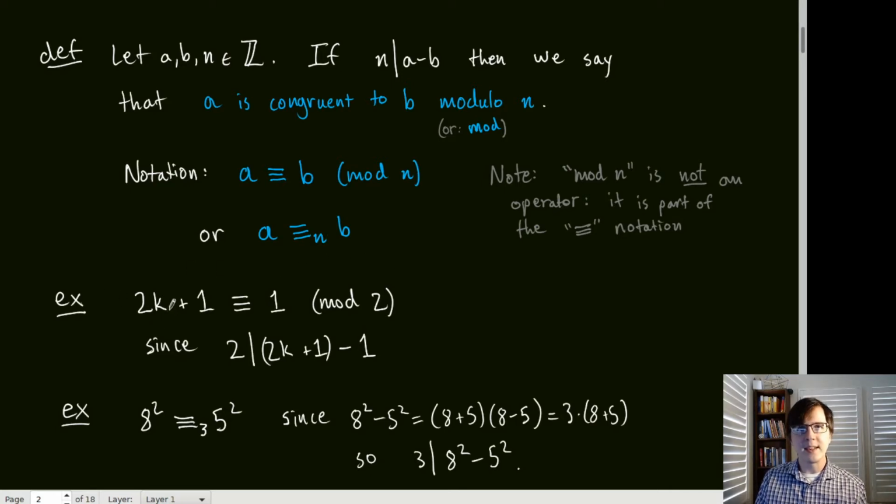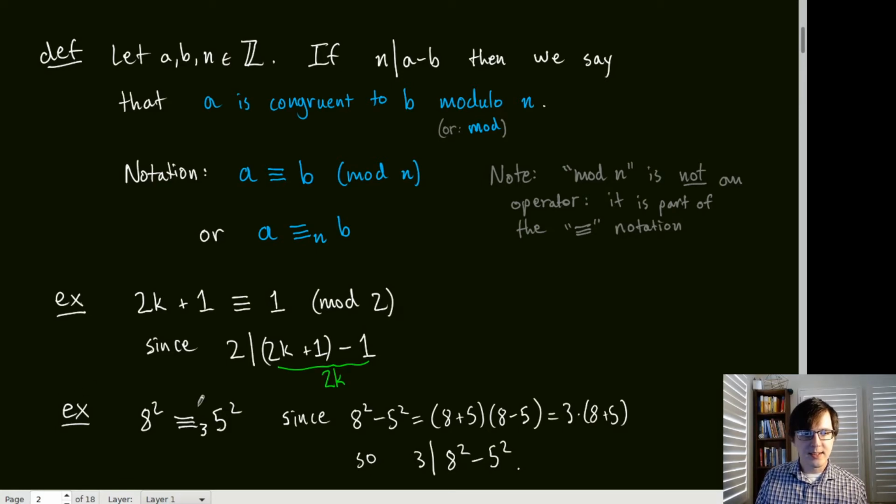So let's look at a couple of basic examples. If we have an odd number, 2k plus 1, it's congruent to 1 modulo 2. That is because, well, let's take 2k plus 1 minus 1. That is 2k, and 2 certainly divides 2k. So we can write that 2k plus 1 is congruent to 1 mod 2.